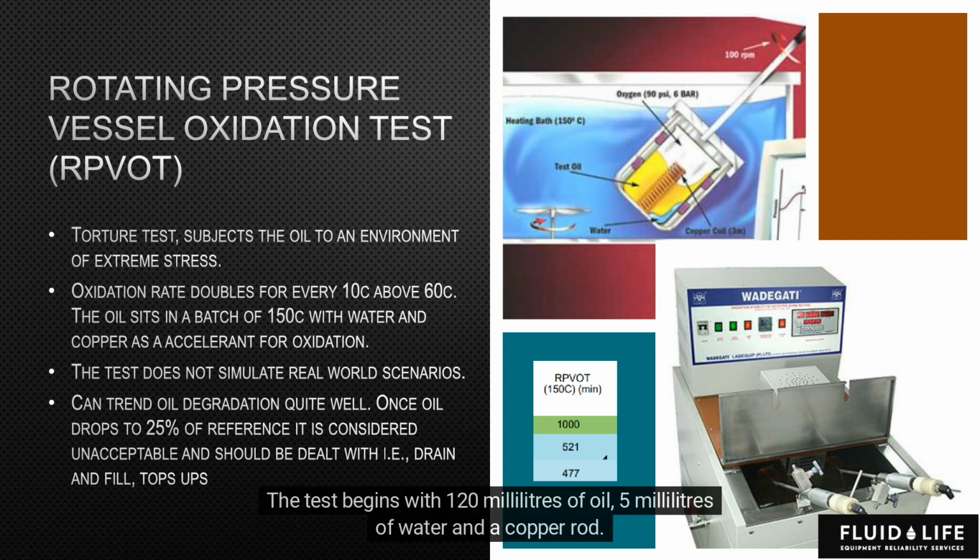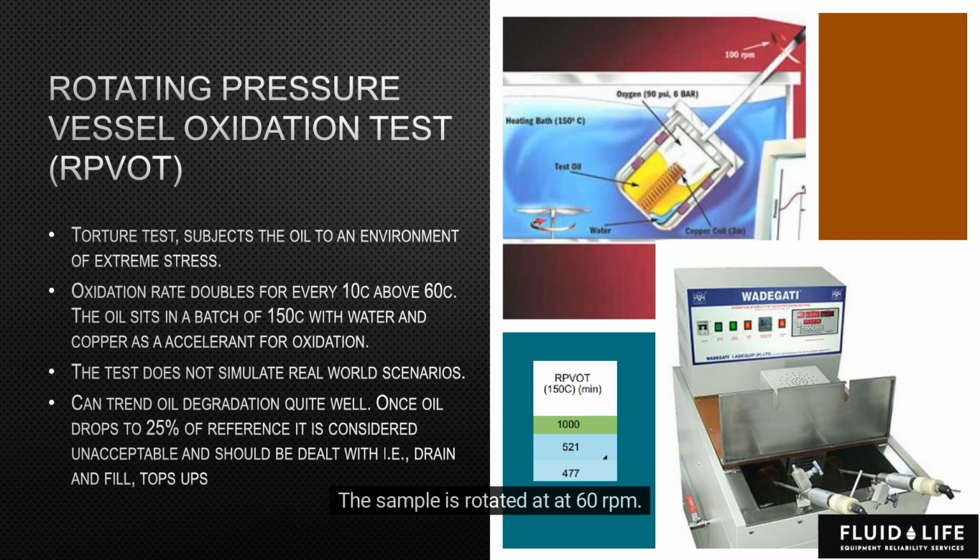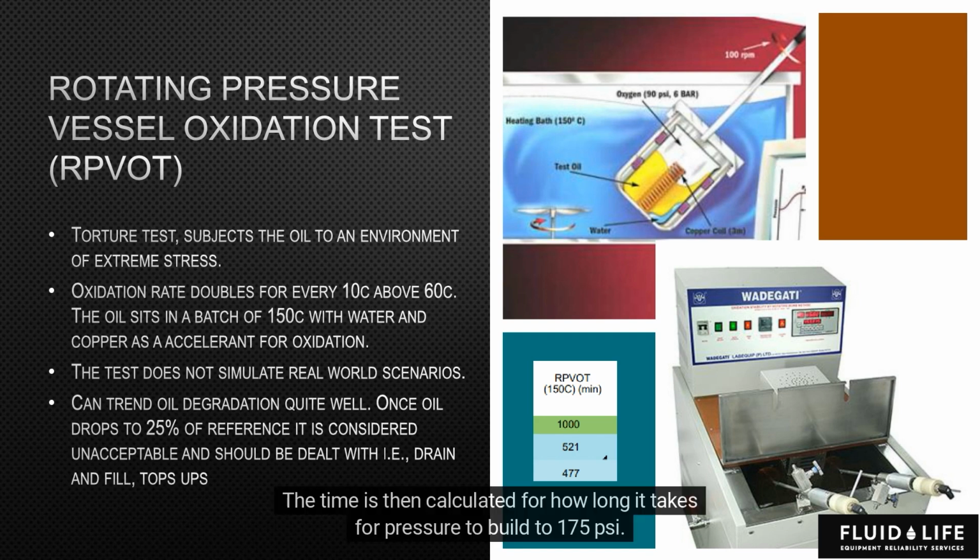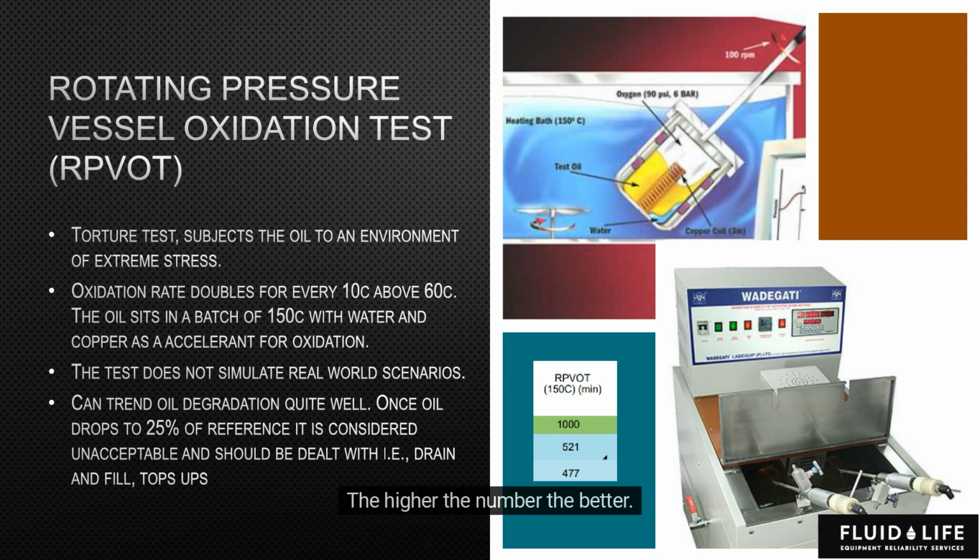The test begins with 120 milliliters of oil, 5 milliliters of water, and a copper rod. The oil, water, and rod are sealed in a container and pressurized to 90 psi. A bath is heated to 150 degrees Celsius, and the sample is placed into it. The sample is rotated at 60 revolutions per minute. As oil oxidizes, the pressure builds up. The time is then calculated for how long it takes for pressure to build to 175 psi. The higher the number, the better.